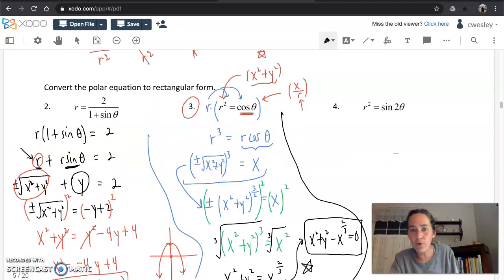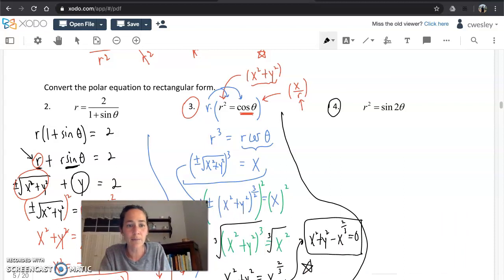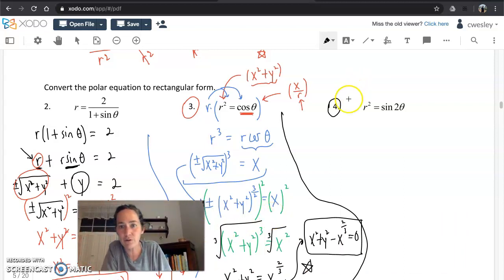Okay, one more. Number 4. R squared equals sine of 2 theta. I could think of 2 really cool strategies for this one. I'm going to at least offer one of them to you. And if you come up with some other way that works for you to convert this, by all means, give it a try. You might even want to pause the video and try to convert this on your own first.